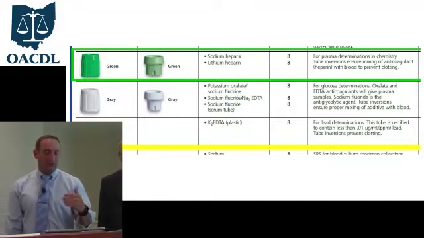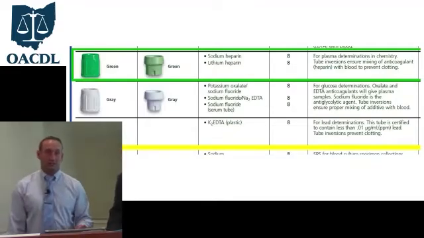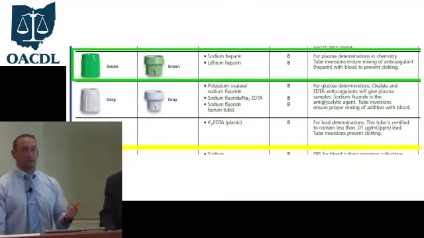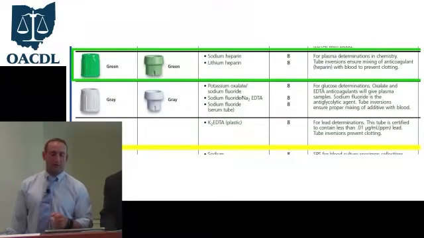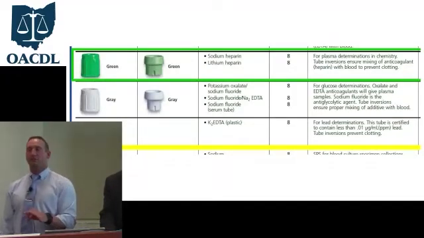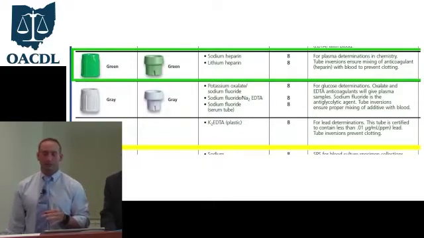But the other part of this tube guide and why it's important is that often the officers don't know what's in it. They don't read the tube. They just say, oh, it's a gray top. We use gray tops for that test. There's a white powder in the bottom. Well, okay, but there are 3 different kinds of gray tops. 2 of them have an anticoagulant.